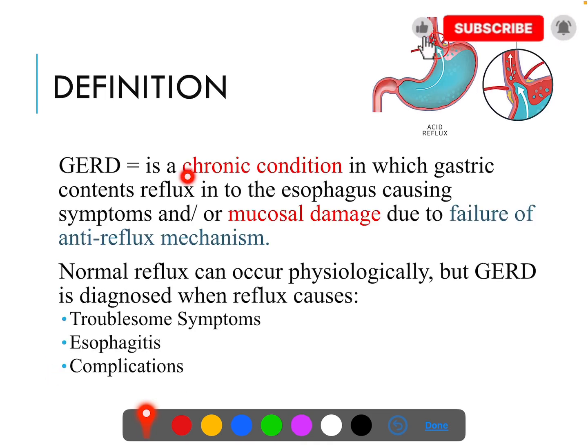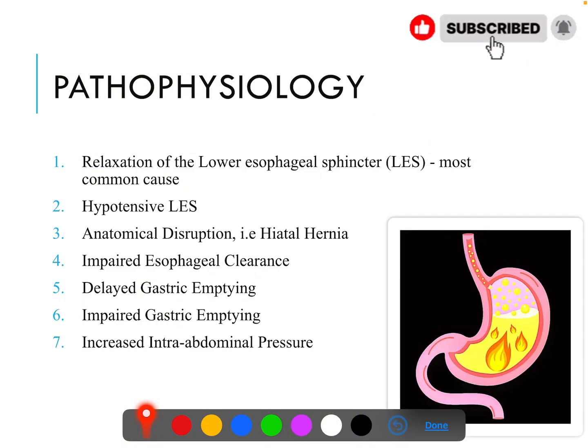Let's move on to the definition of GERD. GERD is a chronic condition in which gastric content refluxes into the esophagus causing symptoms and/or mucosal damage due to failure of the anti-reflux mechanism. So normal reflux can occur physiologically, but GERD is diagnosed when reflux causes troublesome symptoms, esophagitis and complication. So let's move on to pathophysiology.